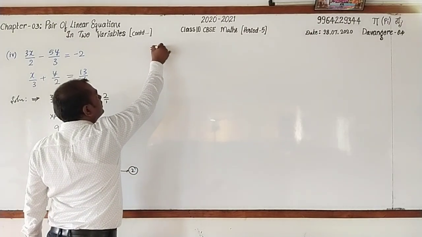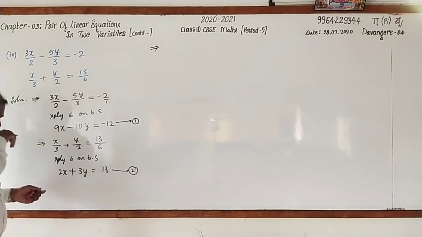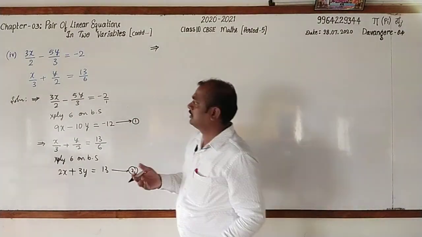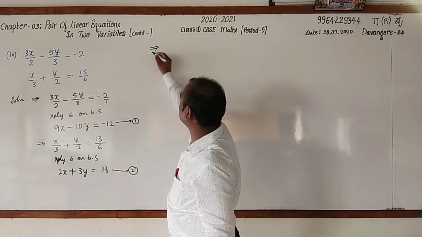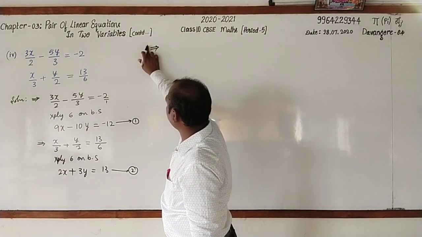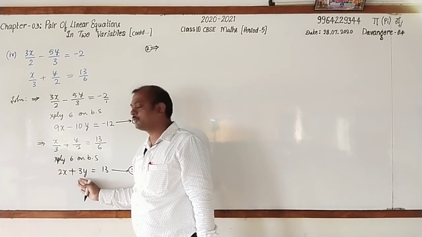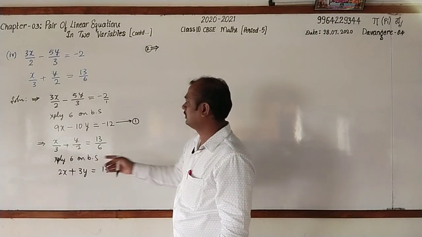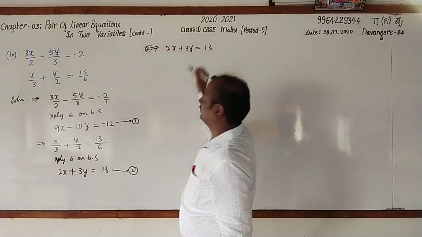What is the next step? We have to choose any one of these two equations. Which one will you go for? Let us take either equation 1 or equation 2. It is according to your wish. Here I am going to take the second equation. The reason is the coefficient of x or y is smaller compared with the first equation. 2x plus 3y equal to 13.